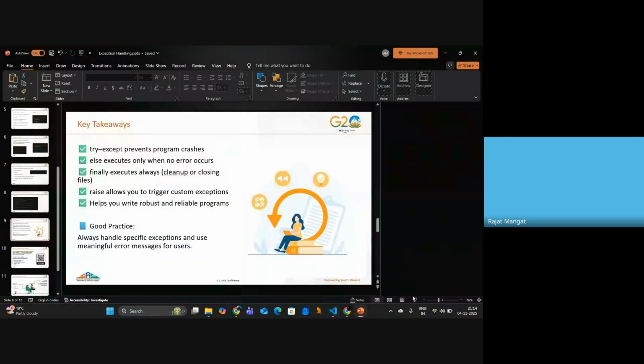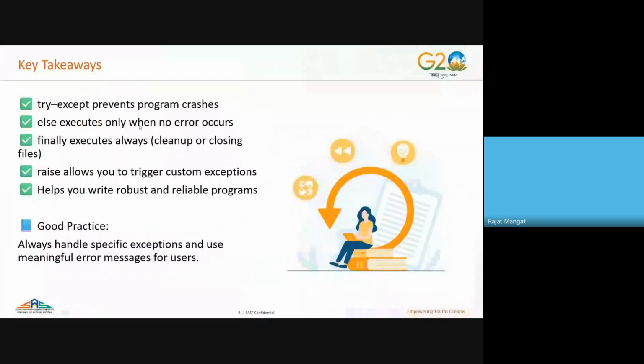Else executes only when no error occurs, as I told you. Finally executes always. Raise allows you to trigger custom exceptions, like in forms. Exception handling helps you write robust and reliable programs. Handle errors well and use meaningful error messages so that it is very easy to debug.